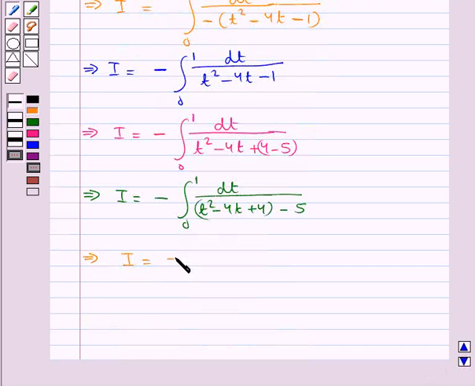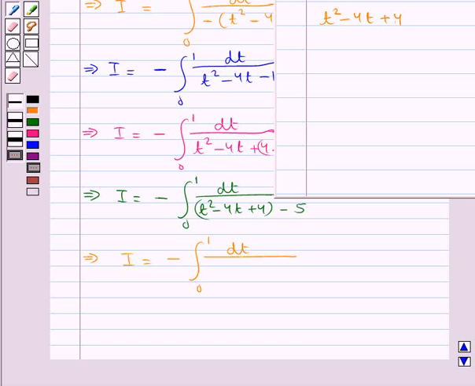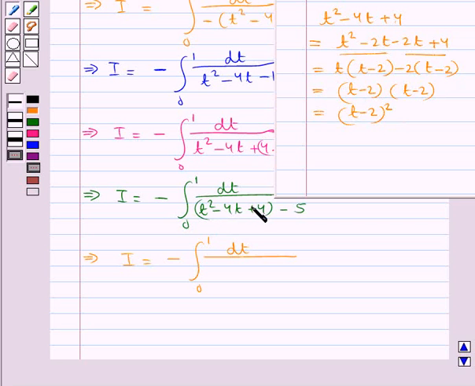Further we have I equal to minus integral 0 to 1 dt upon, now we can factorize t square minus 4t plus 4 by splitting the middle term. So this is equal to t square minus 2t minus 2t plus 4. That is, we take t common, inside the bracket we have t minus 2. Here we take minus 2 common, inside the bracket we have t minus 2. So this is equal to t minus 2 into t minus 2, that is equal to t minus 2 whole square. So t square minus 4t plus 4 can be written as t minus 2 whole square minus 5, which can be written as root 5 whole square.